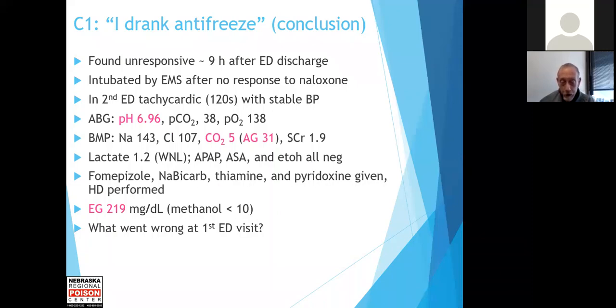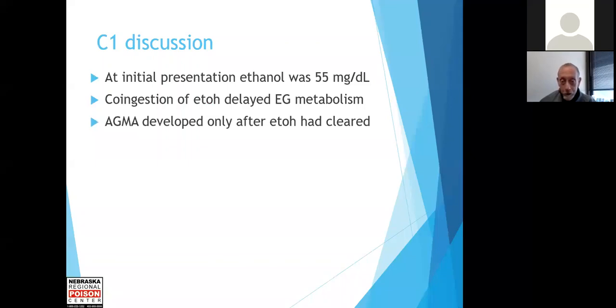In the first ED, of course, the biggest problem was not calling the poison center, but they didn't notice the confounding factor. This guy had partially treated himself. His ethanol was 55. So that's why he hadn't become toxic, because ethanol has a higher affinity for alcohol dehydrogenase enzyme than ethylene glycol. So sure, he drank them both, but nothing was happening until he metabolized his ethanol. And then he started to metabolize the EG, and then he got sick.